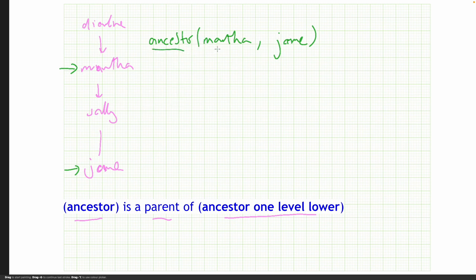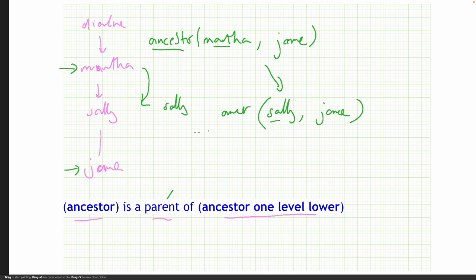So this is true if Martha is a parent of another ancestor one level lower. Is that true? Well, Martha is a parent of somebody called Sally. And is she an ancestor? Well, to answer that, we need to go back to our definition, the recursive definition. So the question then becomes, is Sally an ancestor of Jane? To answer that, we say, Sally, is she a parent of an ancestor one level lower? Something not quite right here.